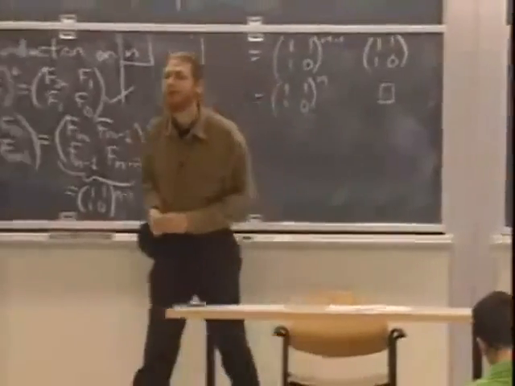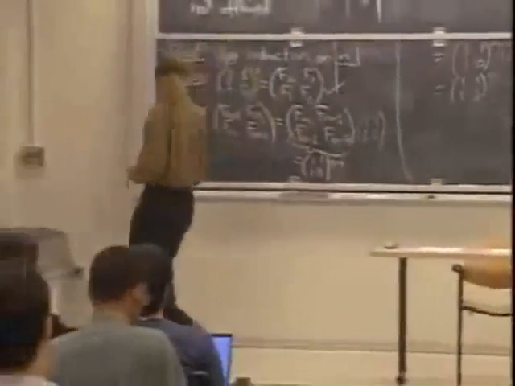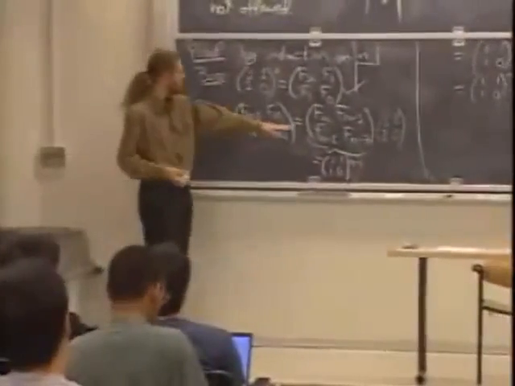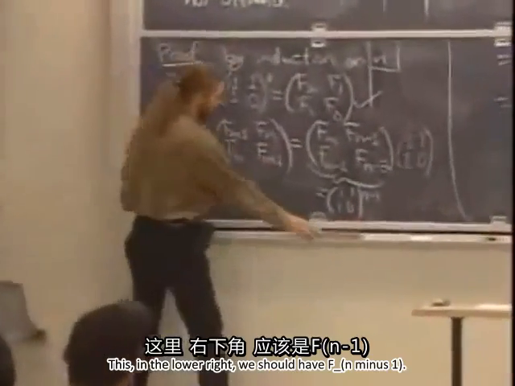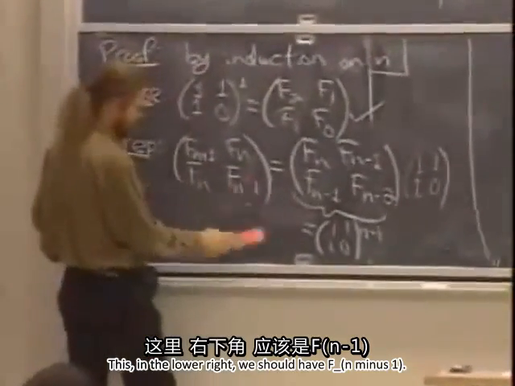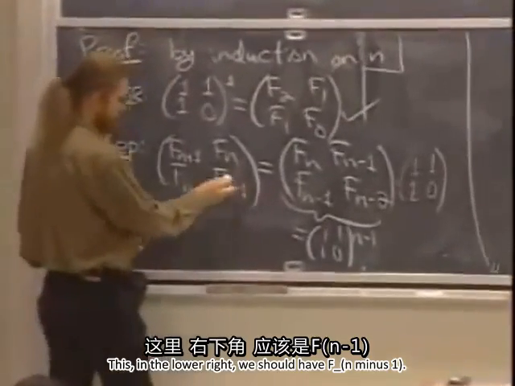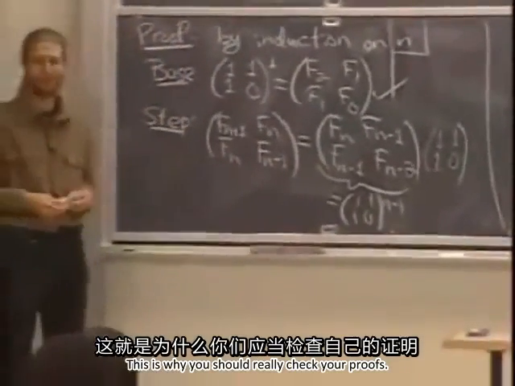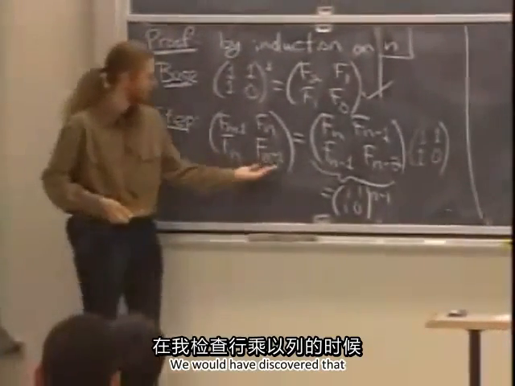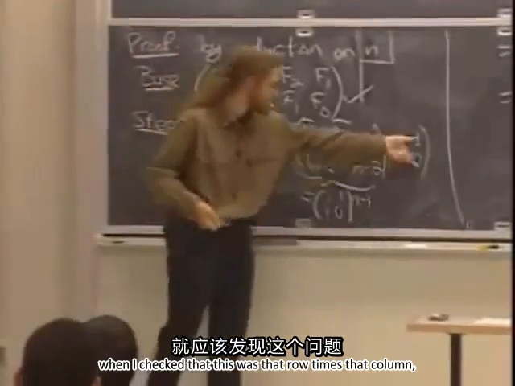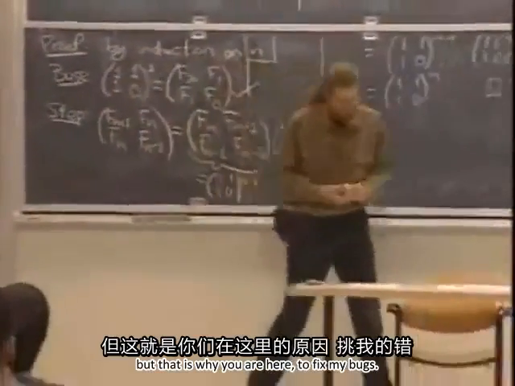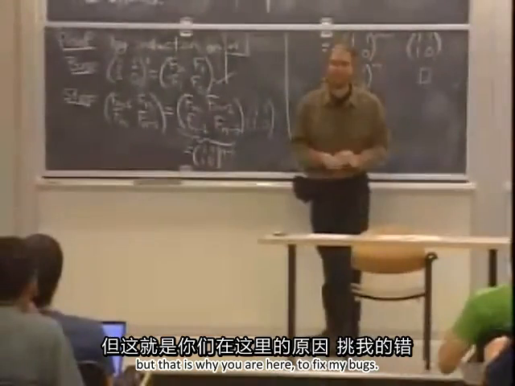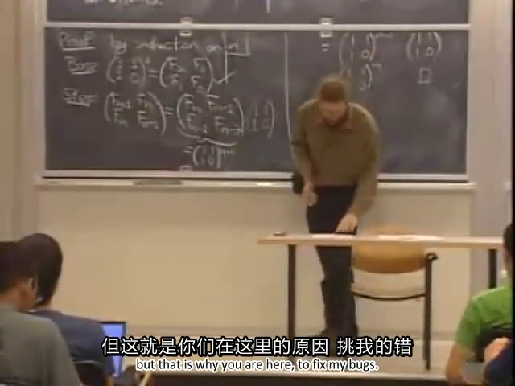Question? Yeah, the matrix on the left is supposed to have an f_{n-1} in the lower right. Oh, yes, thank you. In the lower right, we should have f_{n-1}. This is why you should really check your proofs. We would have discovered that when I checked that this was that row times that column. But that's why you're here, to fix my bugs.